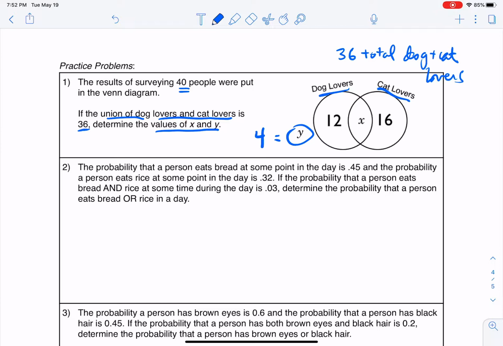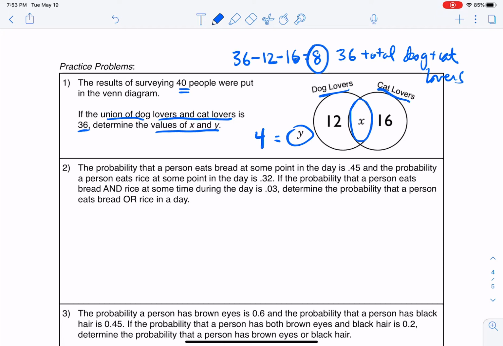Now, to find the value of this X, we need to figure out what's shared between the two. Well, I know that the total number of dog and cat lovers is 36. If I subtract from that both 12 and 16, so 36 minus 12 minus 16, I'm left with 8, or 8 people that love both cats and dogs. So this value of X is 8.